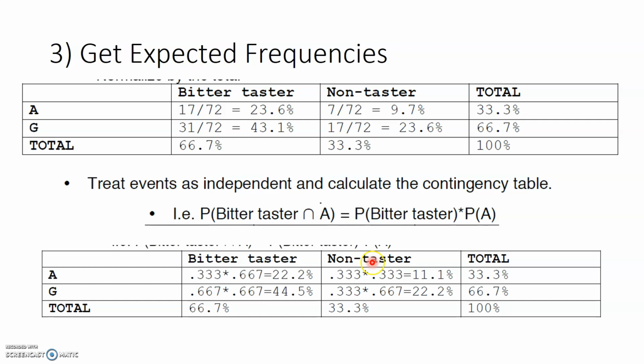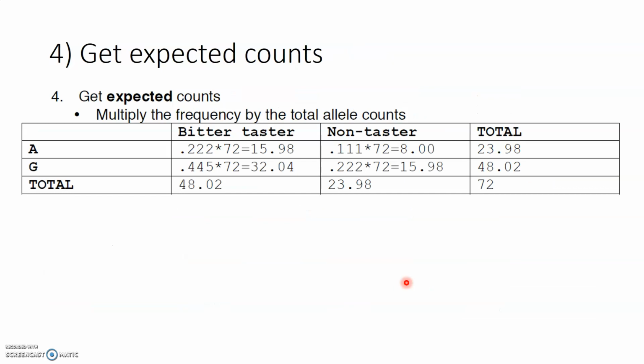We can go forward and calculate each of these. For example, for non-tasters, we take the probability of being a non-taster, which is 0.333, multiplied by the probability of carrying that A allele, which is 0.333. Multiplied, that gives us 11.1%. Once we've filled out our 2x2 contingency table with the expected frequencies, we convert this into our expected counts. And we now have all of our values to use our statistical test.